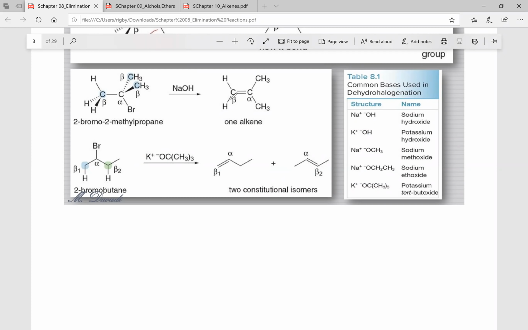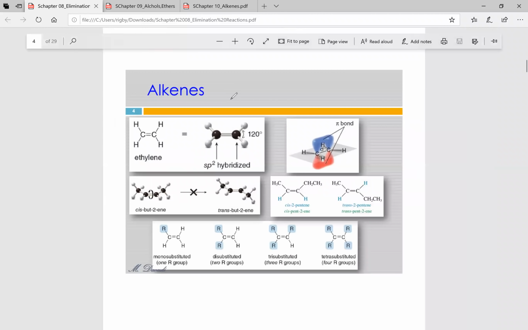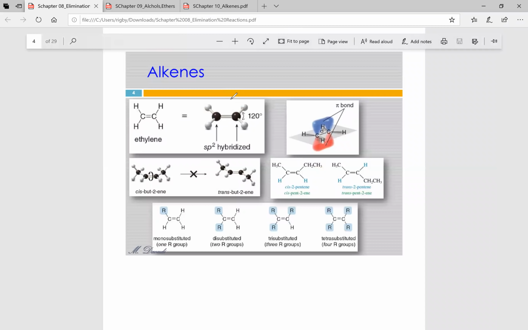And the way that we determine which one of those possible products is the major product and the minor product, which means the major product is the one that's more likely to form and the minor product is the one that's less likely to form, is to look at the alkene stability of the products.